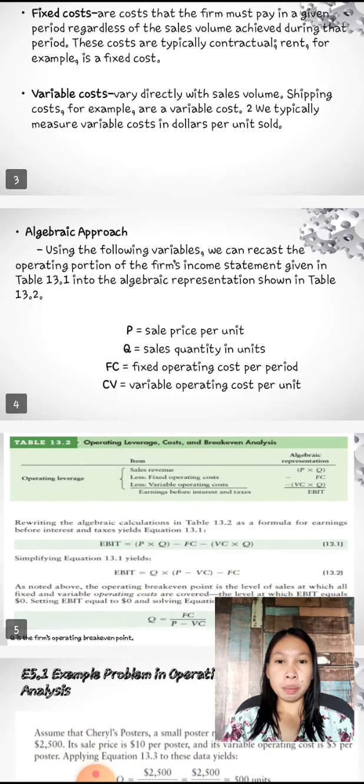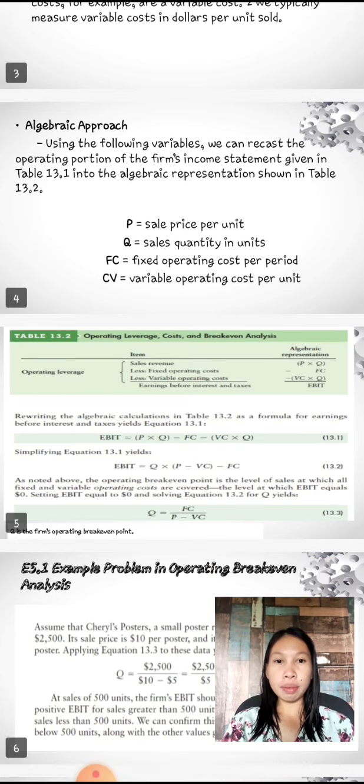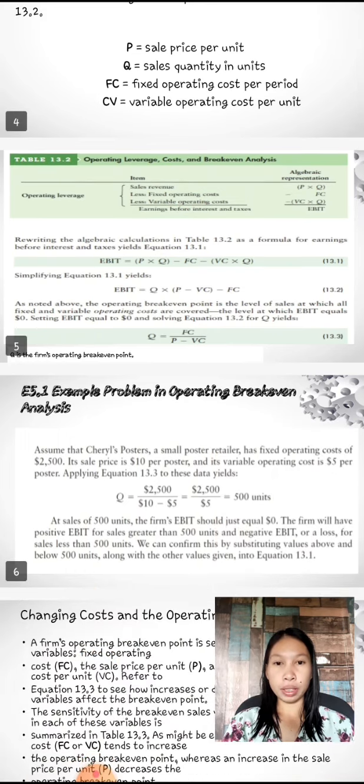Algebraic approach. Using the following variables, we can recast the operating portion of the firm's income statement given in Table 13.1 into the algebraic representation shown in Table 13.2. So P is equal to price per unit, Q is sales quantity in units, FC is fixed operating costs per period, and the last is VC, or variable operating cost per unit.